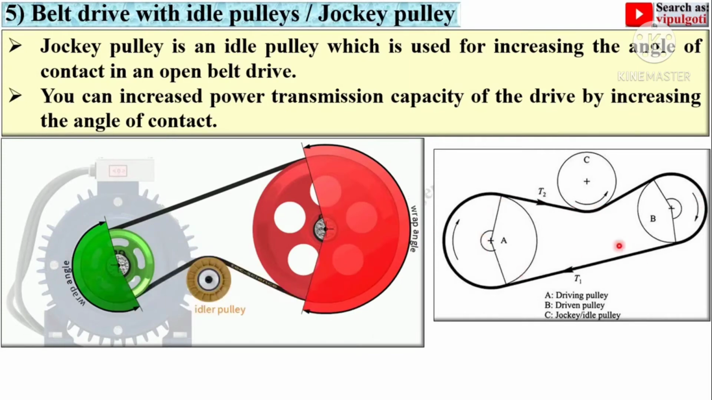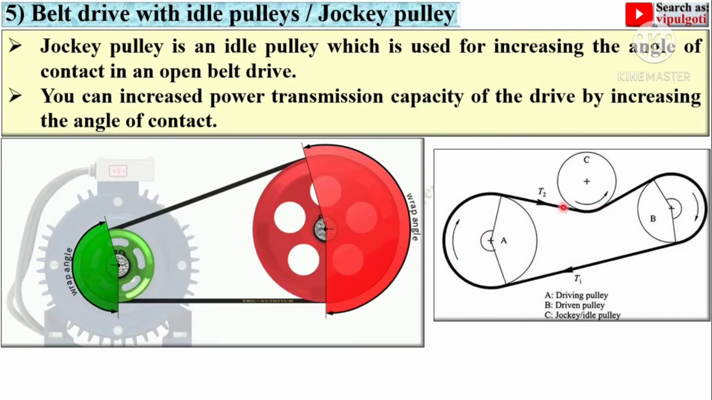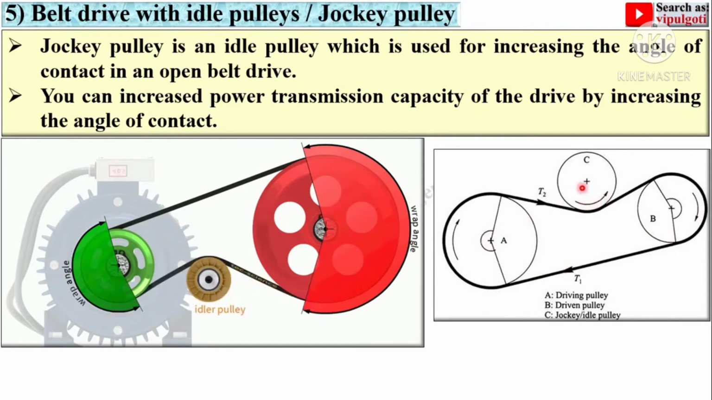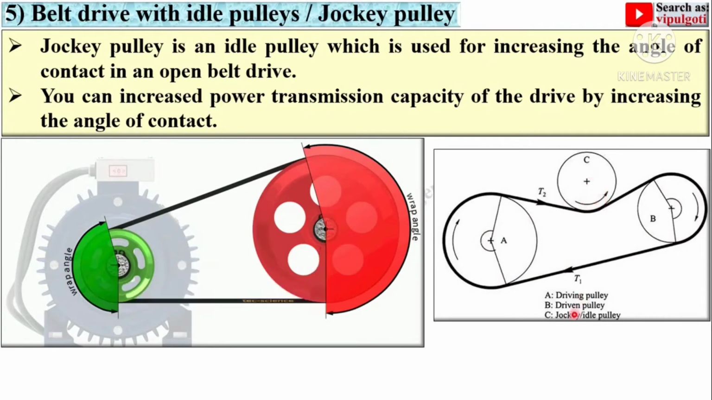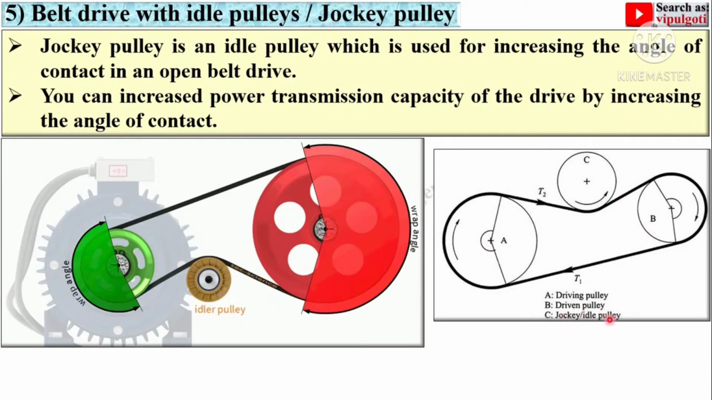And this is a very simple figure, definitely you can use it in the examination. Here this C is the jockey pulley, or sometimes called idle pulley.